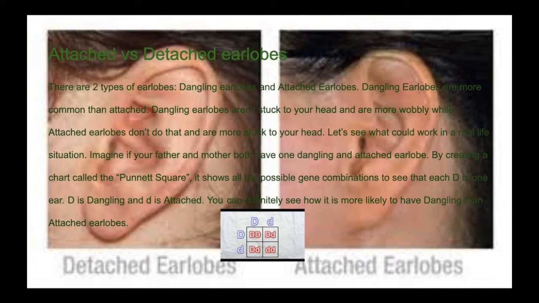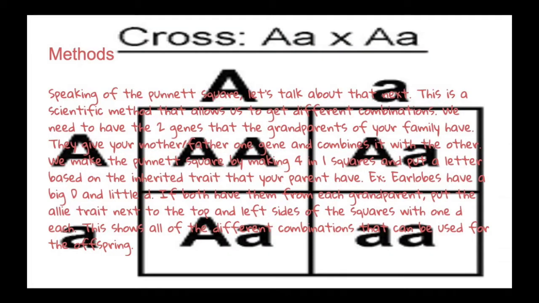Imagine if your father and mother both have one dangling and one attached earlobe gene. By creating a chart called the Punnett Square, more than that in a little bit, it shows all the possible combinations. Capital D is dangling and little d is attached. You could definitely see how it is more likely to have dangling than attached earlobes. Speaking of the Punnett Square, let's talk about that next.